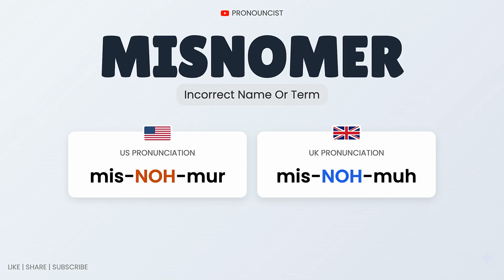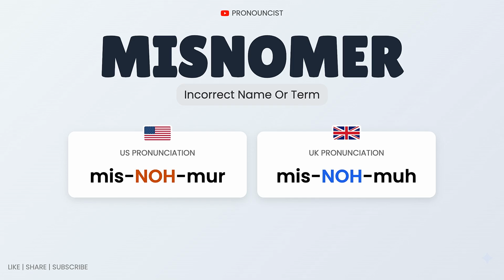misnomer. Now, read the syllables of British pronunciation shown on the screen naturally. Misnomer, misnomer, misnomer. Stress no and keep mer soft.